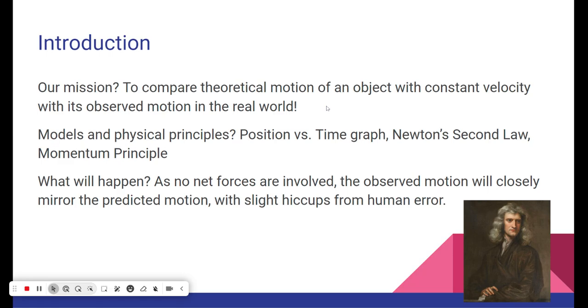For the introduction, first, what is our goal with this lab? It is to compare the theoretical motion of an object with a constant velocity to its actual observed motion in the real world. What models and principles will we use here? Well, they include position versus time graphs, Newton's second law of motion, and also the momentum principle.